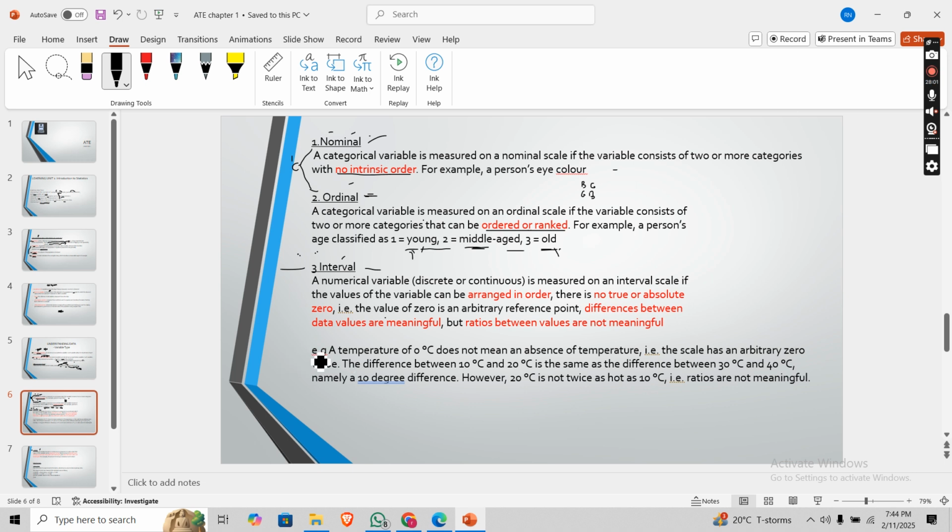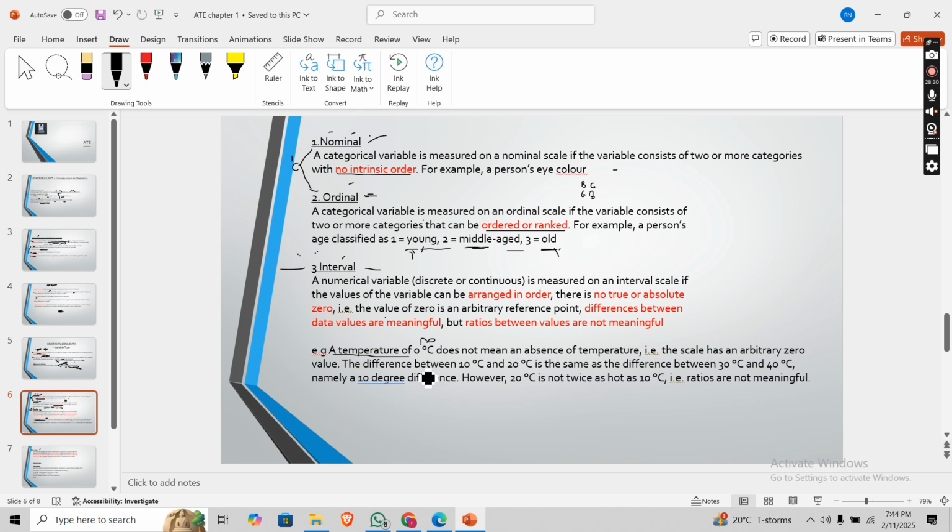Okay, let's take, for instance, we are measuring temperature. When we measure a temperature and it gives you 0 degrees on your thermometer, 0 degrees does not mean that there's no temperature. See, standard number 1 has been met, which says that 0 is an arbitrary reference point, or 0 does not mean that there's nothing.